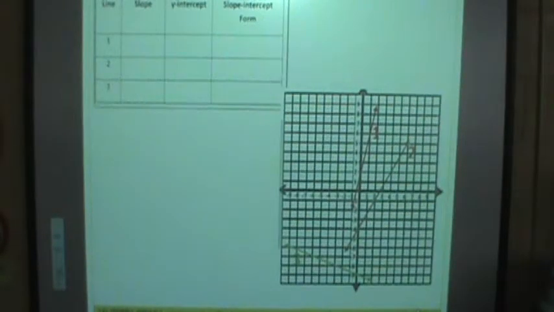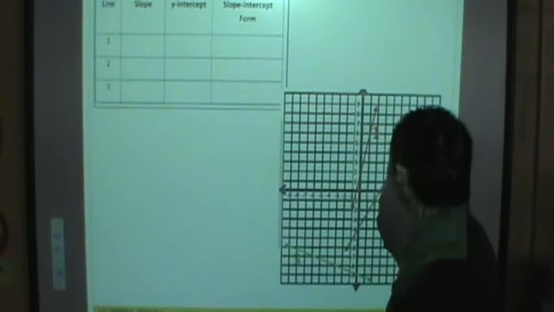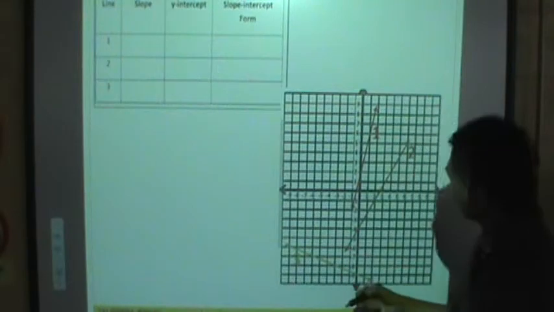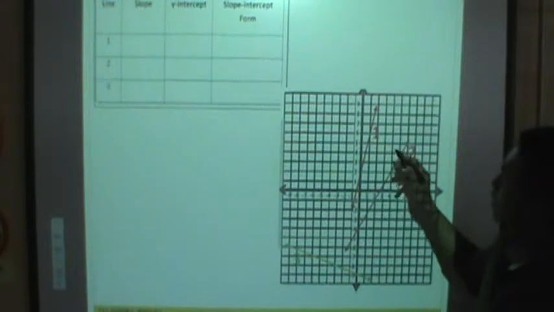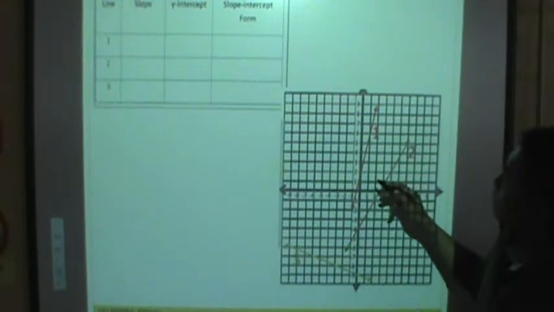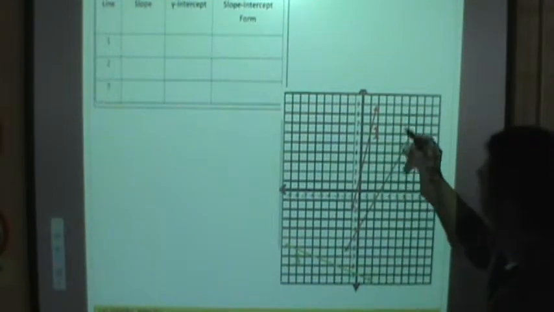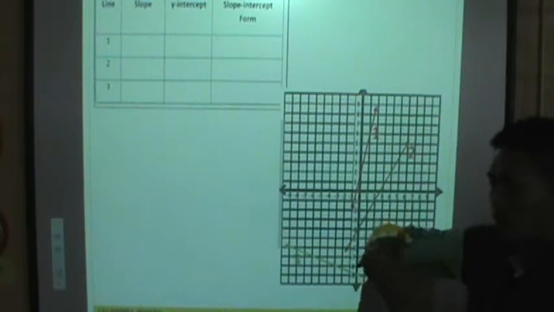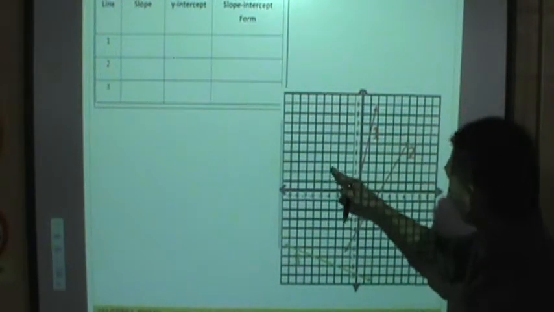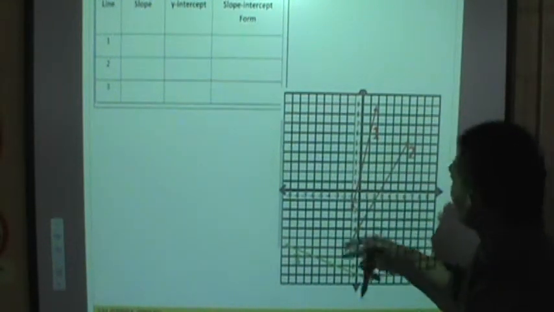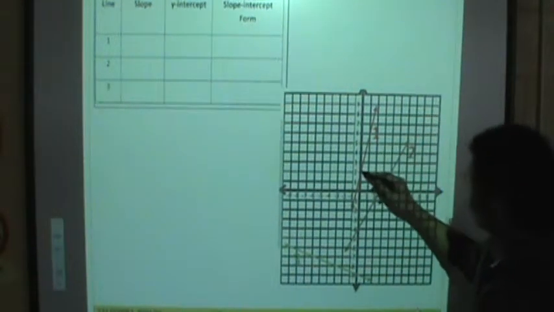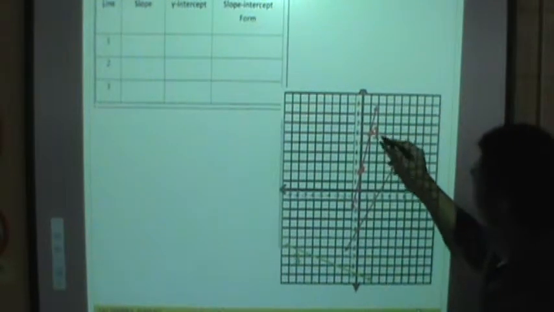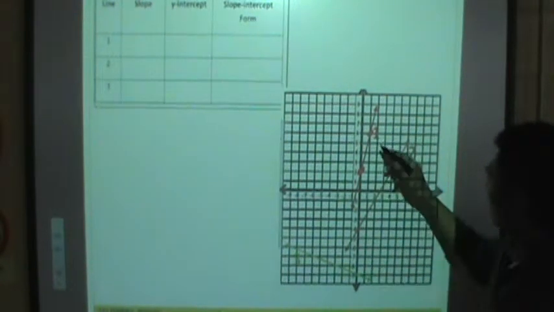Now, let's take a look at this one. Let's take a look at line 1. Line 1 is the red line. According to the line, we need to find the slope. But wait, before we find the slope, let's find two points where the graph is crossing the corner of one of the boxes here. Okay? So here, it looks like it's crossing that corner and that corner.